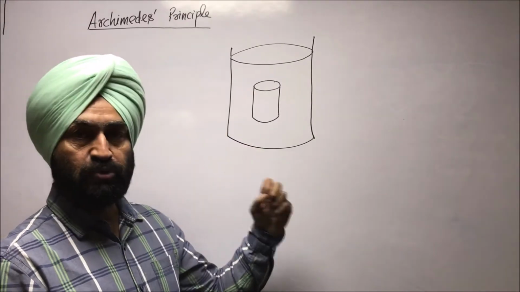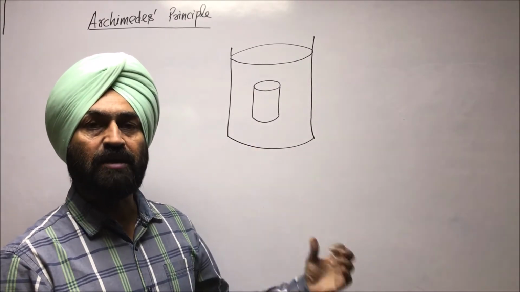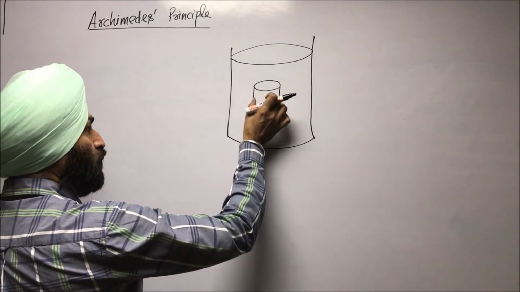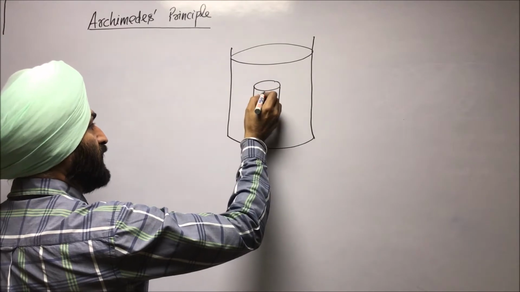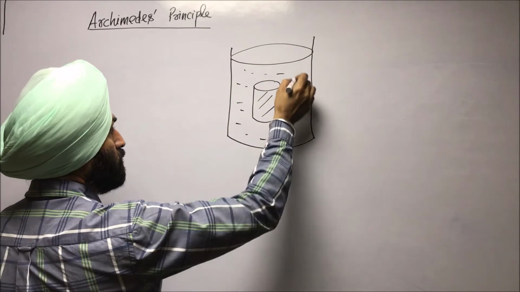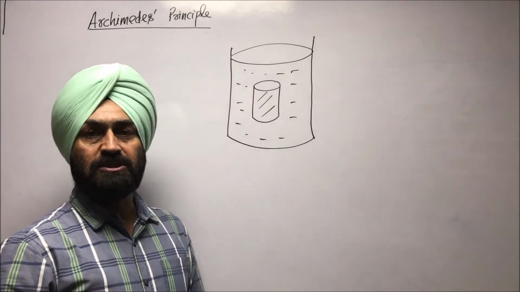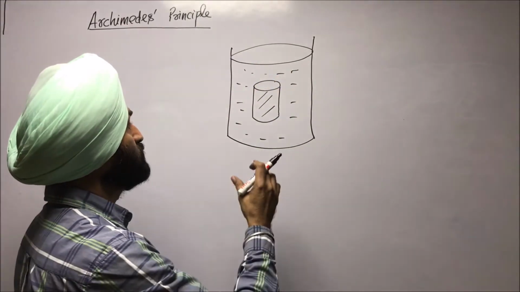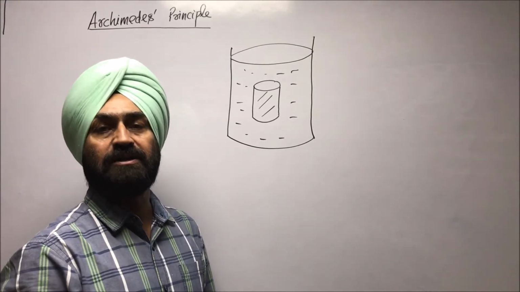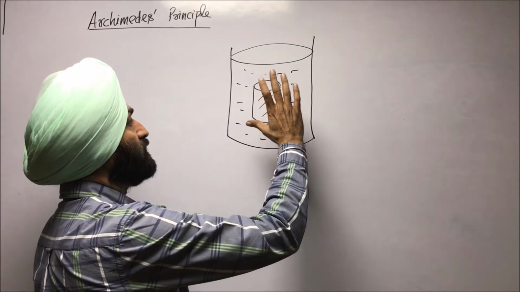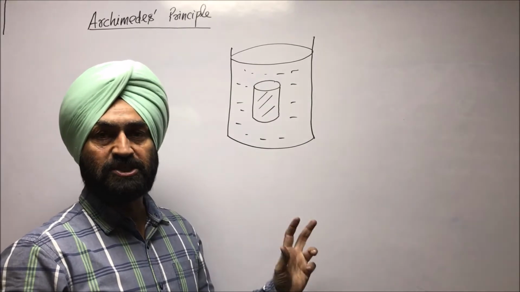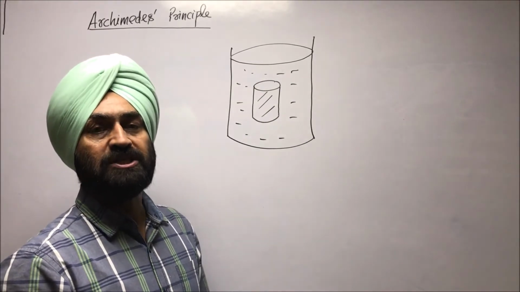So let us prove it, let us find by what amount the weight gets reduced. When this object was not present inside water, say this is water, and this portion is an object, maybe a cylinder made up of iron. So an iron cylinder is put into water. Let us see what forces water would exert on the cylinder.